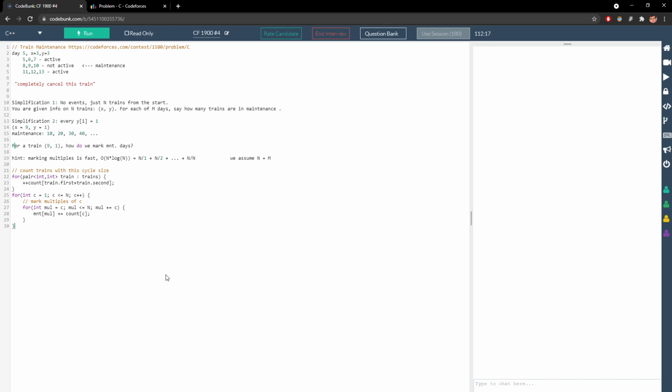And let's avoid this step by just saying no two trains are identical, because that's just boring to combine them. Let's just assume no two trains are identical. Then it's just for every train we iterate over multiples of cycle size. My question remains, how do we get rid of simplification 2?